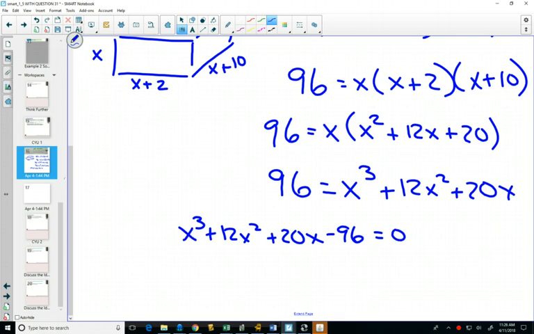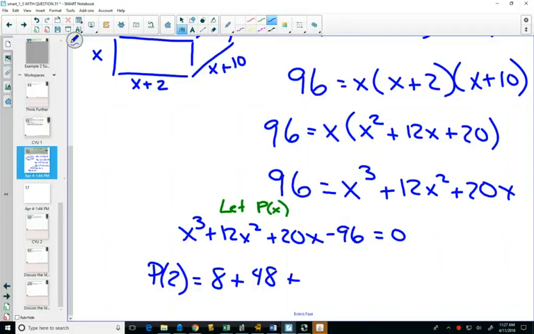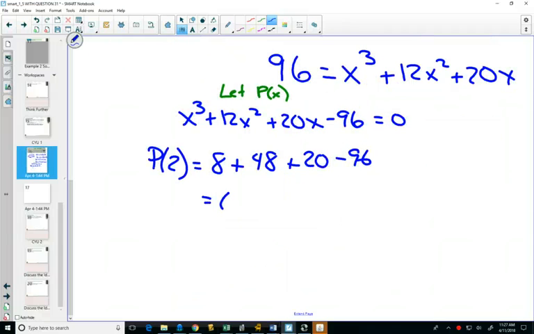And if you tried to plug in 32, 32 cubed is not a nice number to try and do without a calculator. But you already, with your guess and check, found out that 2 works. So if I let p of x equal this, p of 2 would be 8 plus 48 plus 20 minus 96, and sure enough, that equals 0.